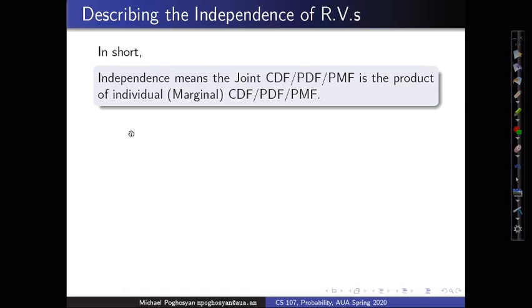In short, we can say the following. Independence means that their joint something is the product of individual something. Say the joint CDF is the product of individual or marginal CDFs. The joint PDF is the product of marginal PDFs. The joint PMF is the product of marginal PMFs.